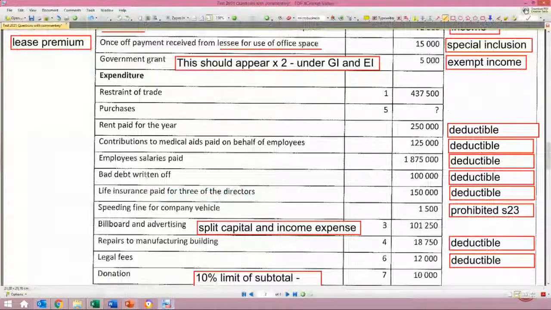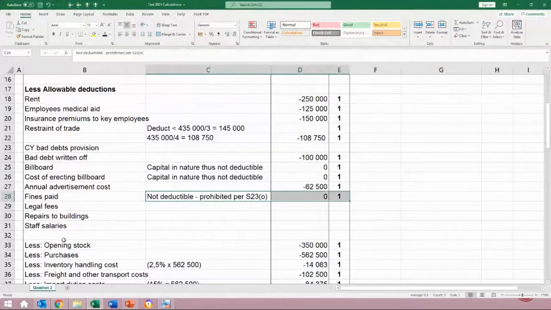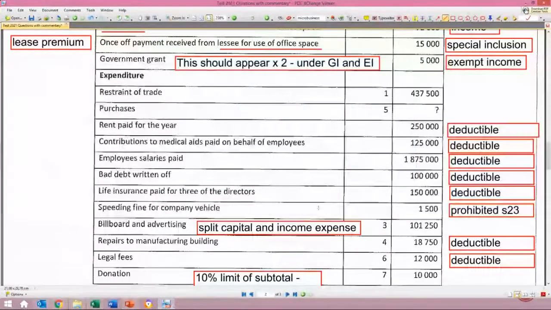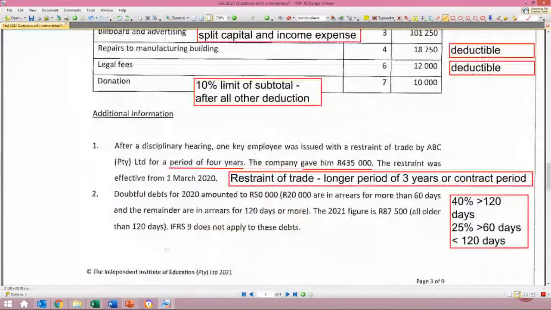Okay, let's quickly see what was the other expense. The life insurance paid for your directors. Let me just see where I put that. Okay, we've already deducted that amount. Billboards. Okay, bad debts written off. Okay, and then point number 2 was our doubtful debts.